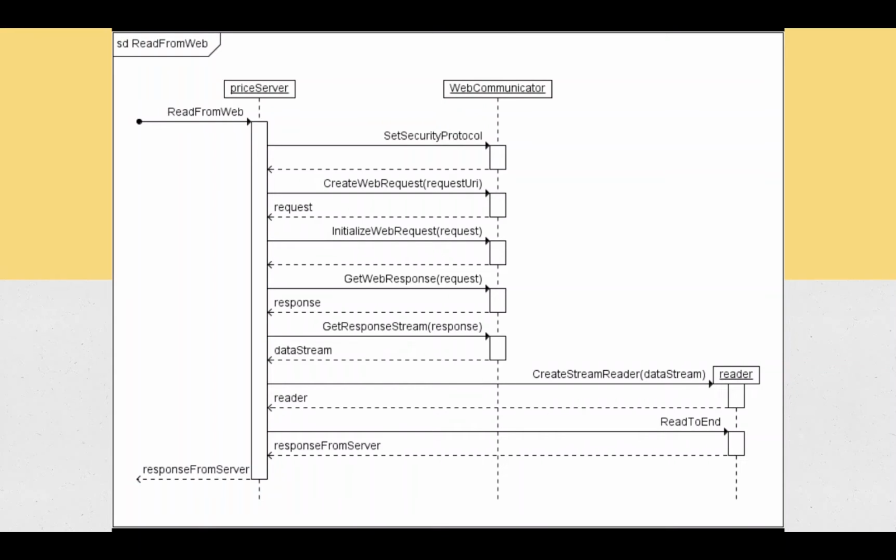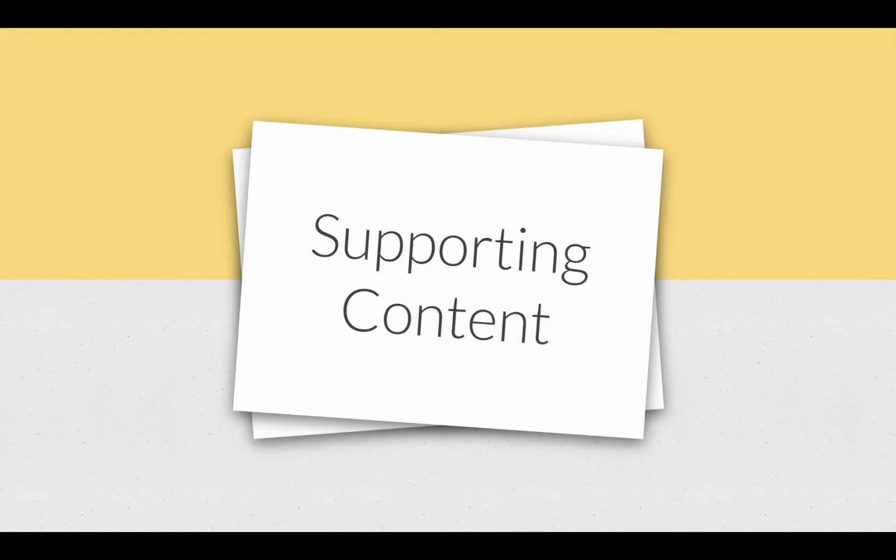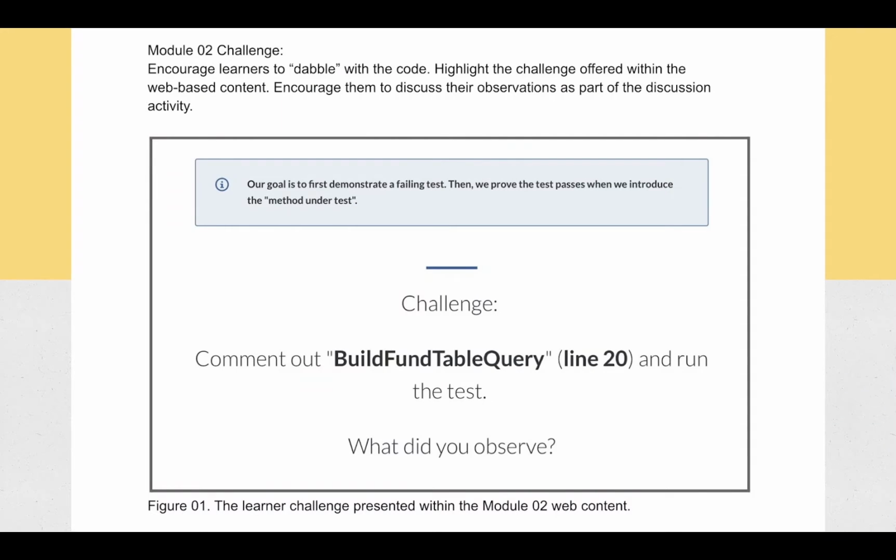In terms of supporting content, each module in the learning materials links to RISE 360 created web content where students can see code examples and demonstrations. And then we also provide these highlights in the instructor job aid. So Figure 1 shows the learner challenge presented within Module 2 of the web content as an example.